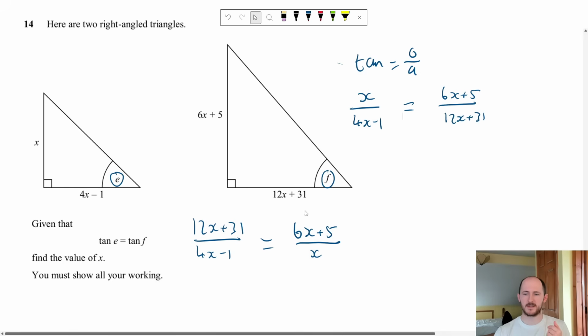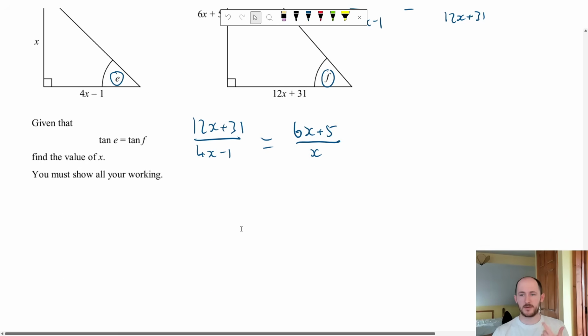Now I know you're probably looking at this and thinking those two are not the same, but they are. You can rearrange this to get this equation. All they've done, if you look, is they moved the 12x plus 31 up to the top and the x down to the bottom, which is fine. Times both sides by 12x plus 31, divide both sides by x, and you actually get this. Either way you want to do it, and now it's just a matter of solving.